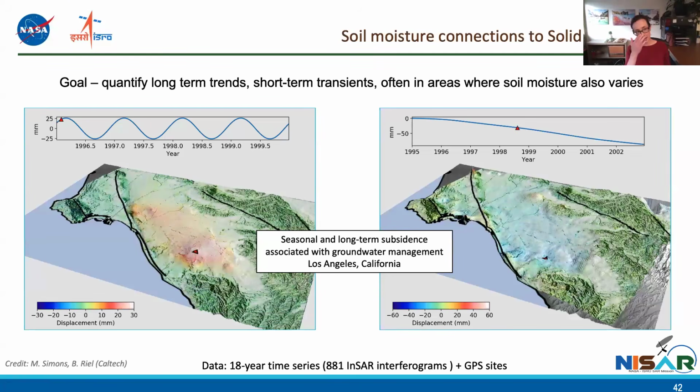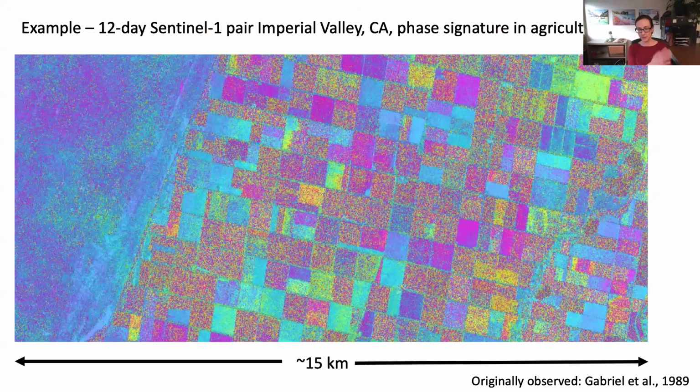This is an image showing a very well-known phenomenon when you look at agricultural fields. This is now an interferogram, not just variations in brightness like I showed before. This is a 12-day pair from Sentinel-1 over the Imperial Valley in California, and you can see a whole lot of structure here, even just over 12 days. Out here in the desert where nothing's really going on, you don't really see anything, as we'd expect.